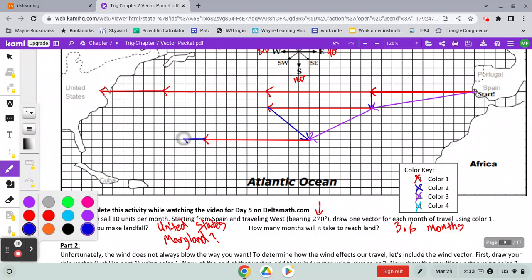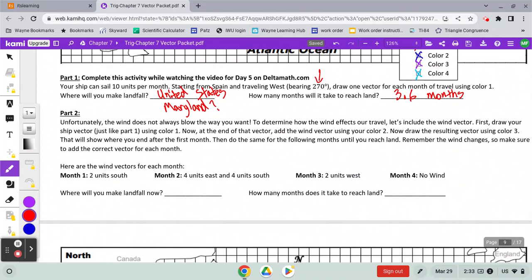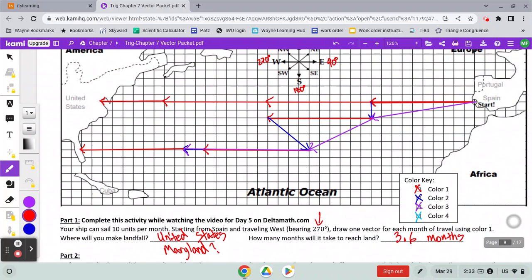1, 2. And then it's maybe a little hard to do, but our resultant vector is just going to be right on top of both of those. It'll be that whole distance from the red and the blue vector together. And then our final month here, from that spot, 1, 2, 3, 4, 5, 6, 7, 8, 9, 10. And we may hit land. Let's check. And there's no wind, so nothing influenced us that month except just our movement to the left.